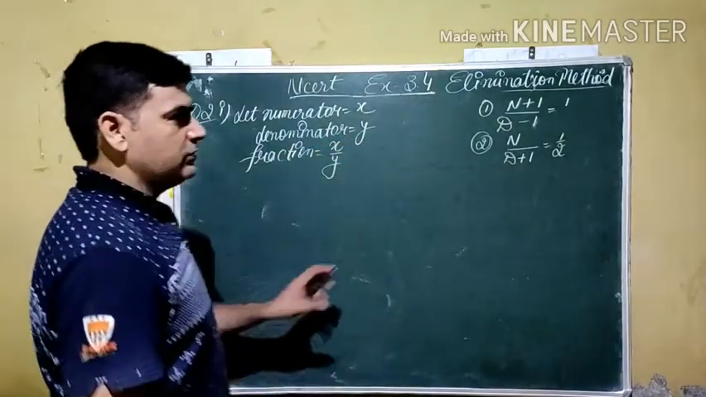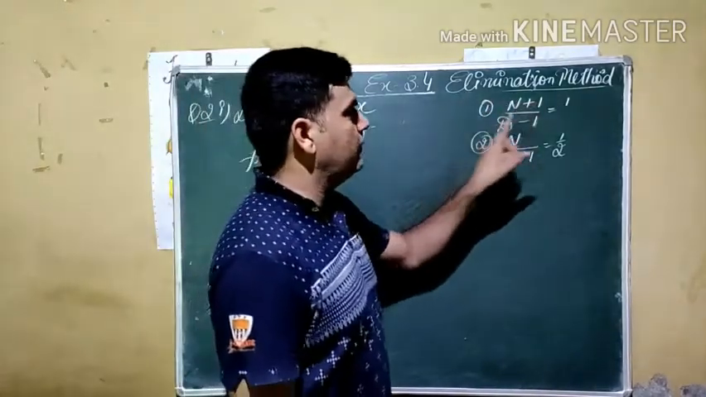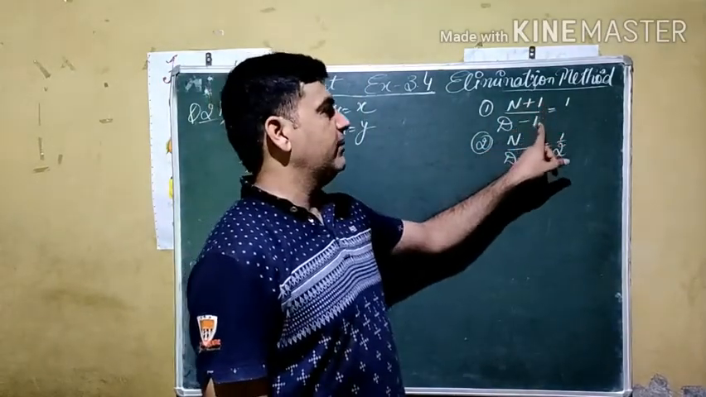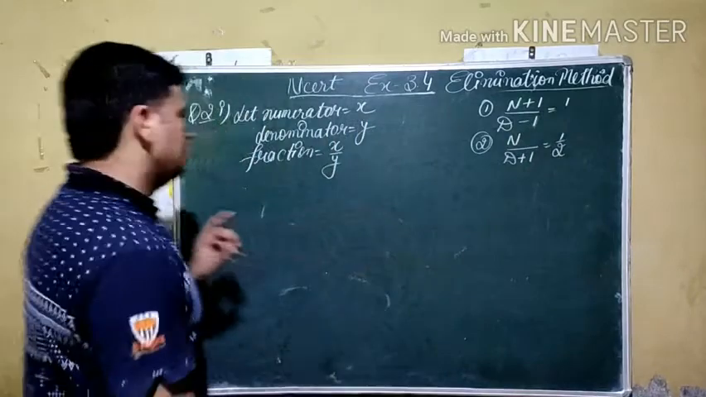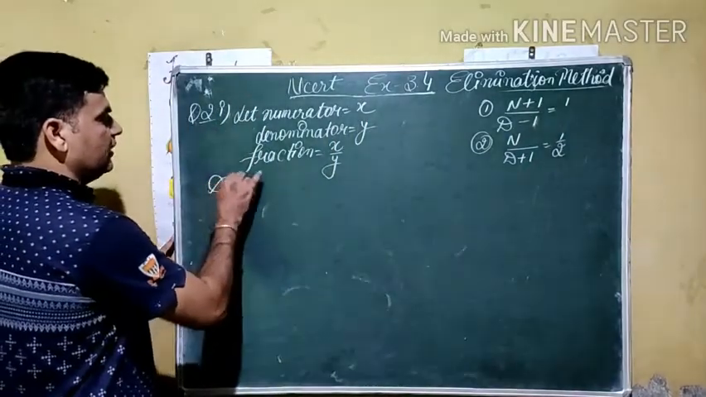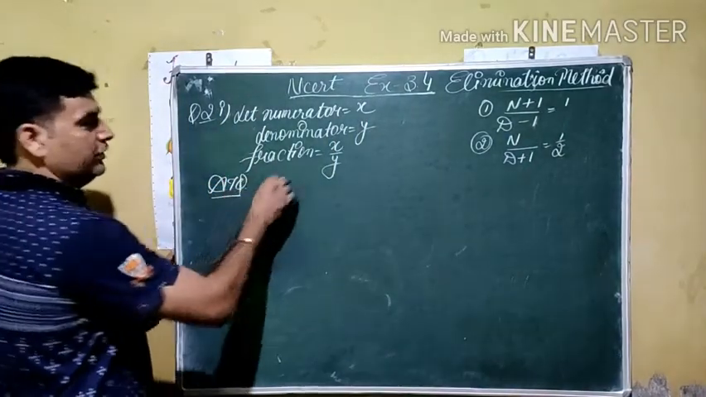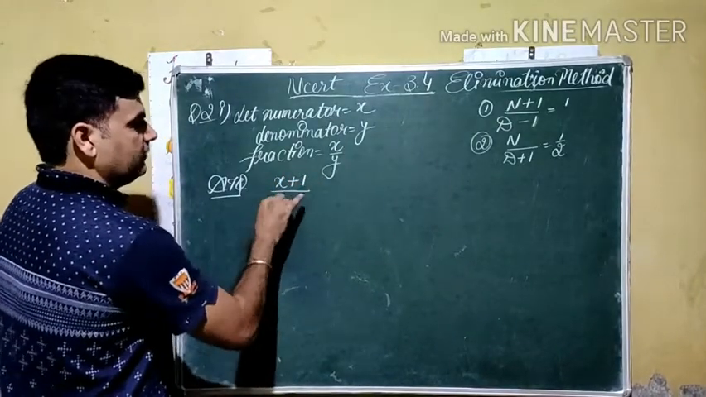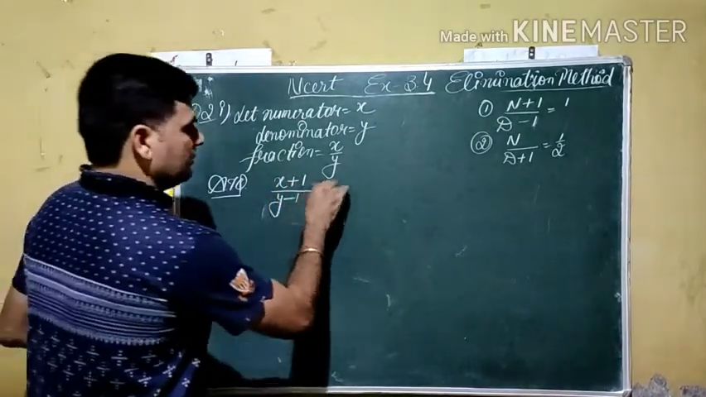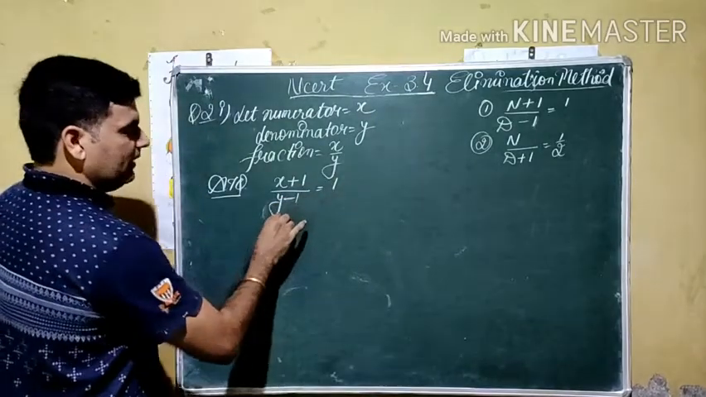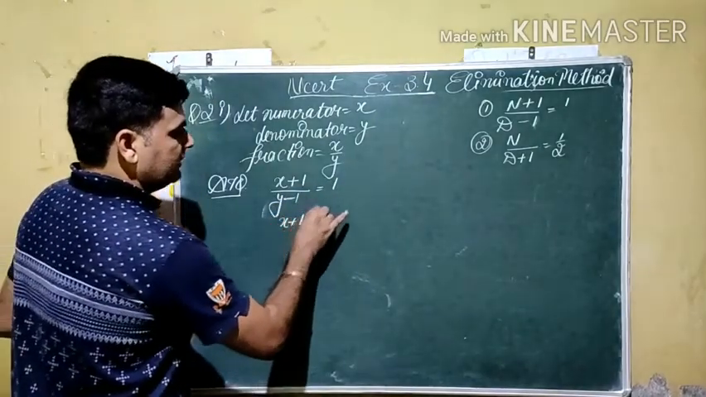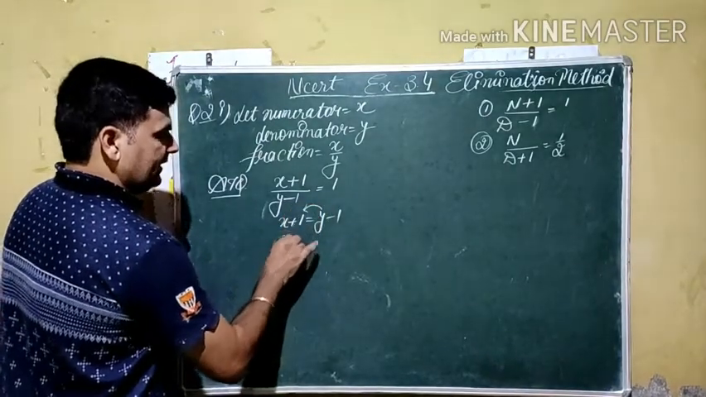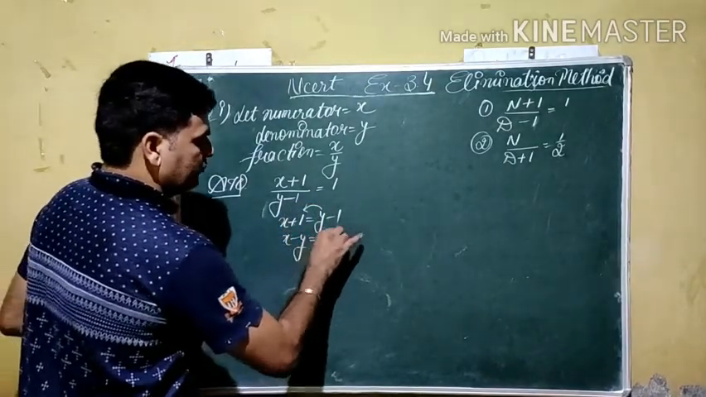Now we are going to start with the given conditions. The first condition is given here: 1 is added in the numerator, 1 is subtracted from the denominator, and the answer comes out 1. ATQ means according to the question. The numerator is x, 1 is added to it. The denominator is y, 1 is subtracted from it. The answer comes out 1. If we cross multiply, we get x plus 1 is equal to y minus 1. Shifting y to the left hand side, we get x minus y is equal to minus 2.